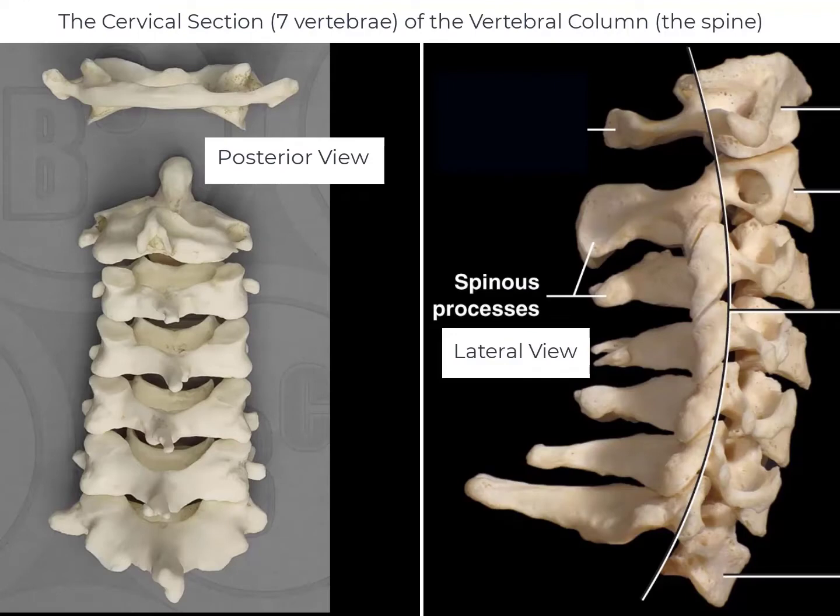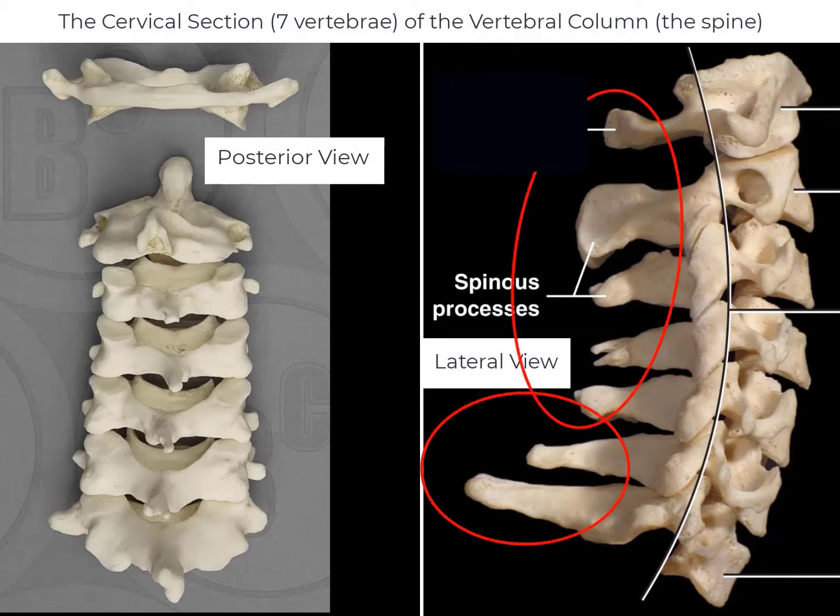Okay, so now we'll go into the cervical section. There are 7 vertebrae in the cervical section. There are several ways to distinguish between other types of vertebrae and the cervical vertebrae. One is that the cervical vertebrae tend to be smaller than the other vertebrae. In addition, the spinous process, this part right here that sticks out posteriorly, usually sticks straight out.